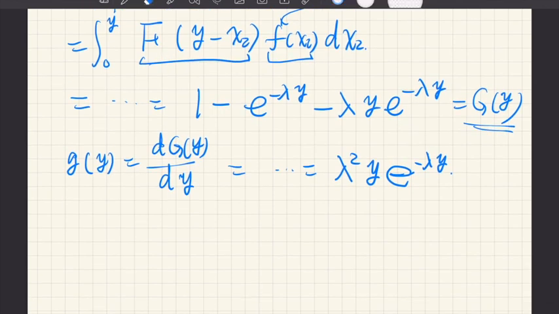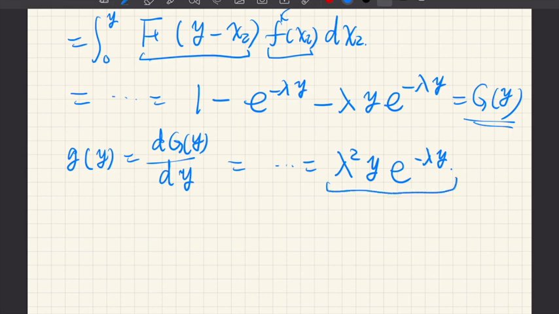So this is ugly. But what is this density function? This density function is the density function for a gamma distribution with alpha equal to 2 and beta equal to lambda. So after all, this random variable y follows a gamma distribution with parameters 2 and lambda.